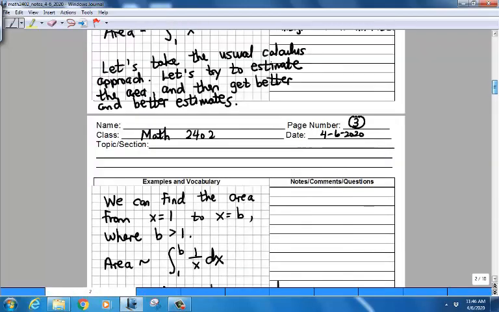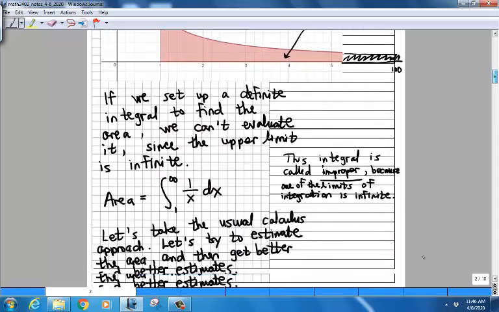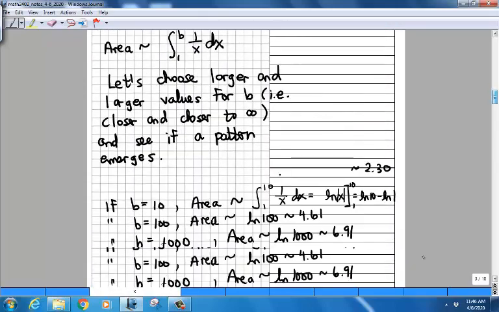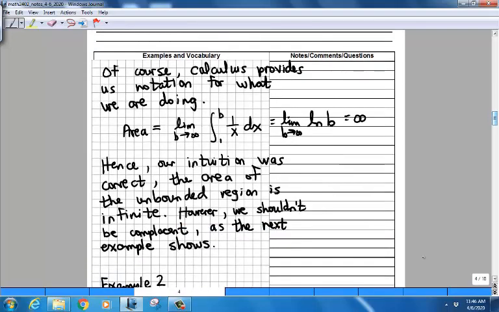This unbounded region has infinite area beneath it from 1 to infinity. That makes sense. It's an unbounded region, so the area should be unbounded. So that's great. We were able to use our knowledge of calculus to confirm our intuition. Our intuition is correct. The area of that region is infinite.